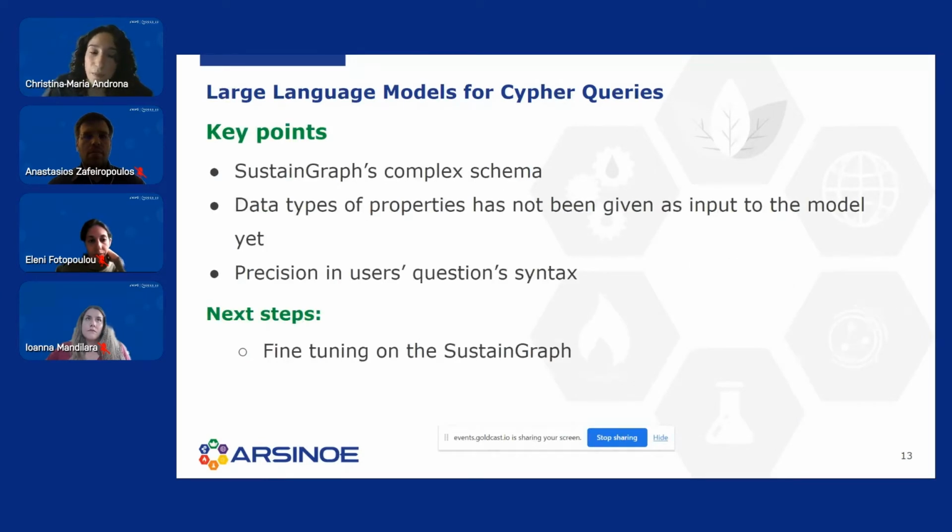However, we have to keep in mind that the SustainGraph has a very complex schema, and we haven't provided yet to the model data types of the properties. And also the syntax in the user's question is very important and determines the output of the model. And in our next steps, we want to fine-tune one of these open source models on the SustainGraph and see the results.